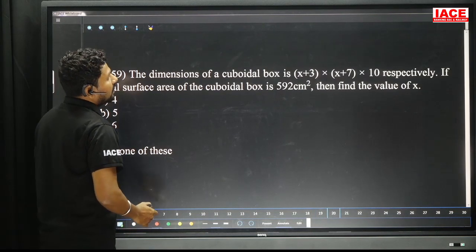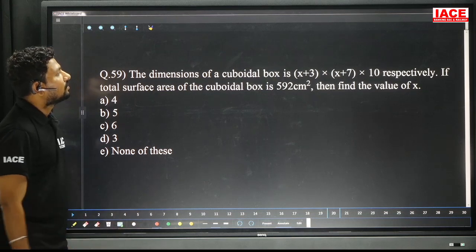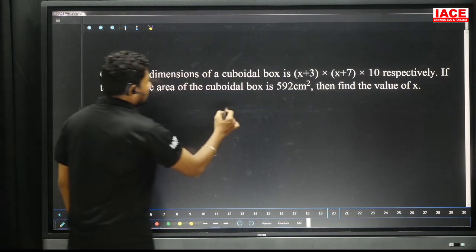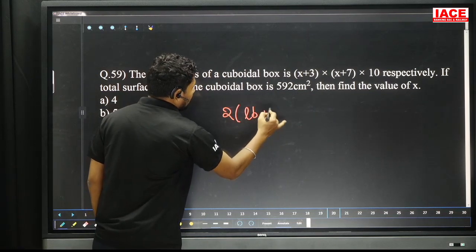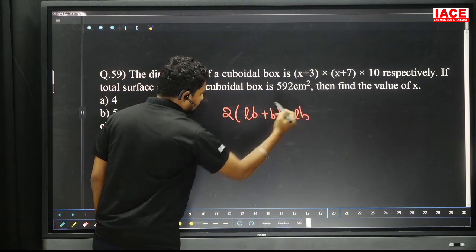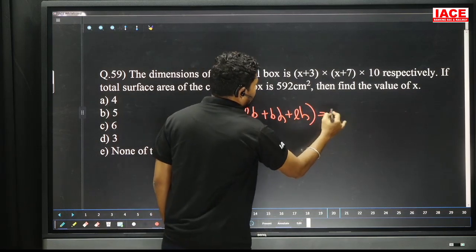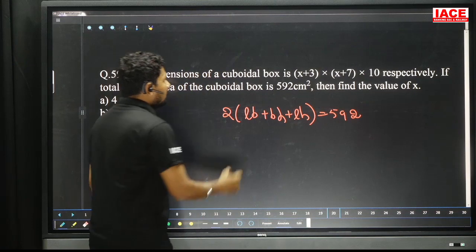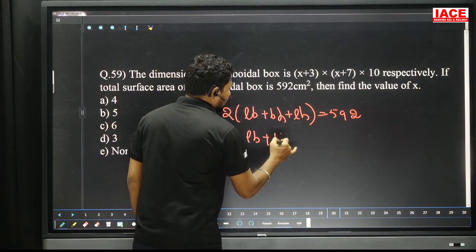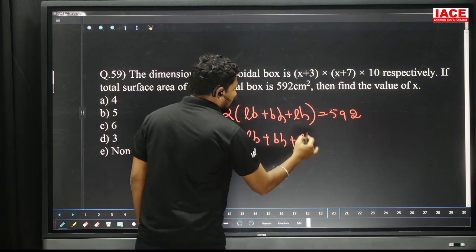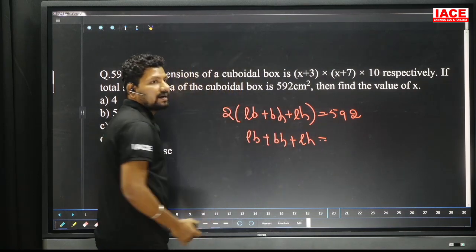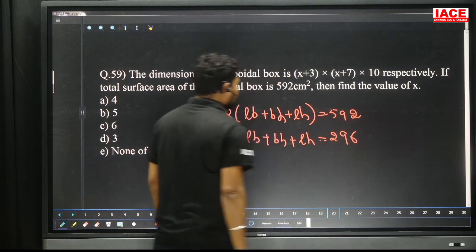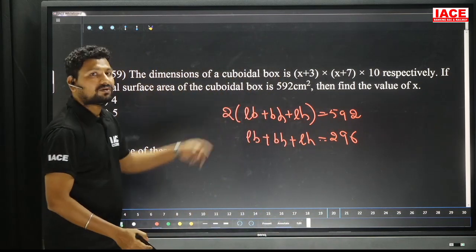The dimensions of a cuboidal box are x plus 3, x plus 7 and 10 respectively. Length, breadth and height are given. Total surface area formula is 2 into (LB plus BH plus LH), which is equal to 592. Then 2 can be divided: 2 2s are 4, 2 9s are 18. That means LB plus BH plus LH is equal to 296.